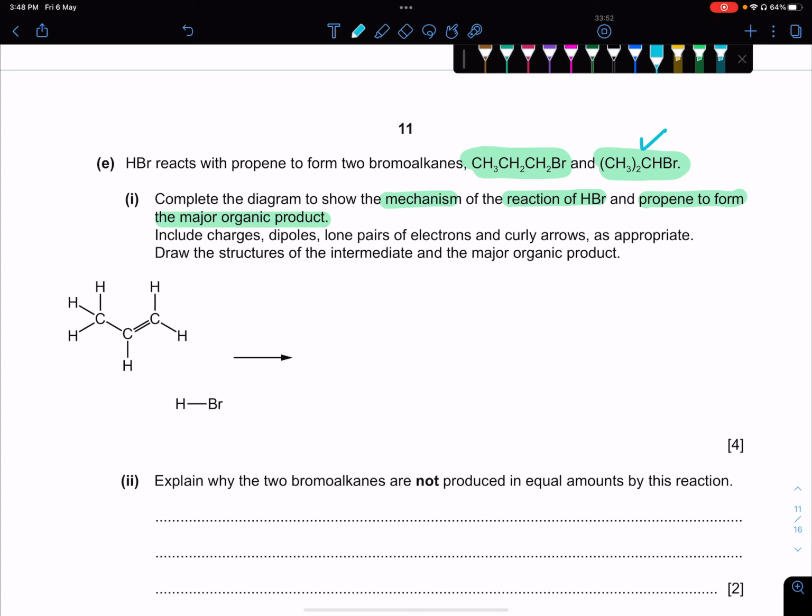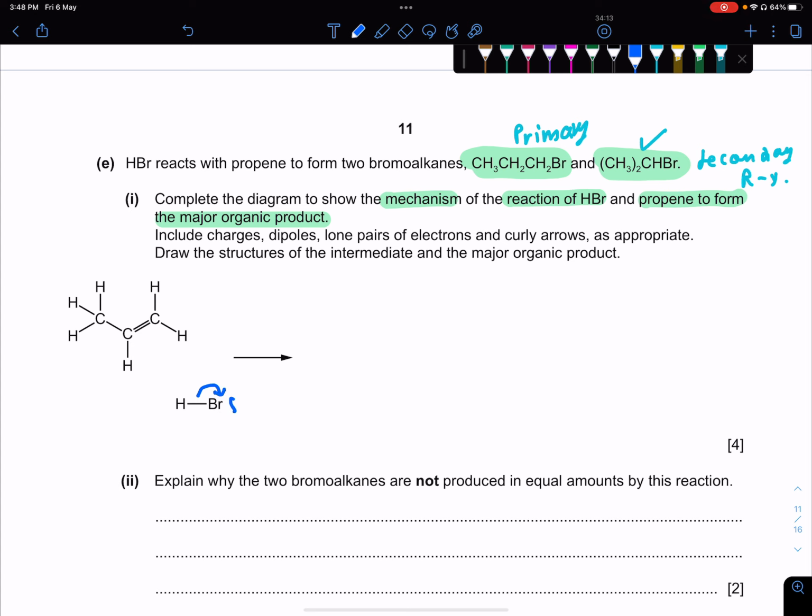Obviously this one. Why? Because this is a secondary halogenoalkane. This is secondary halogenoalkane. This is primary, right? So I'll draw the mechanism, and then you can see. I'll explain it to you in detail. This is important. Okay.